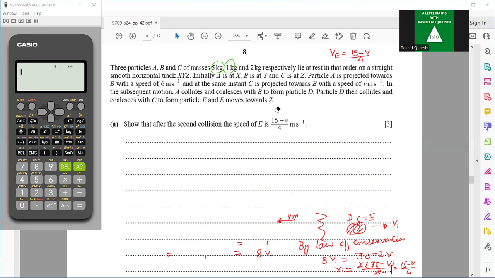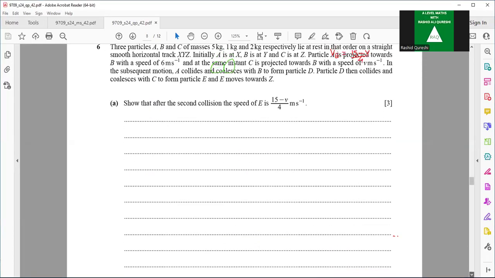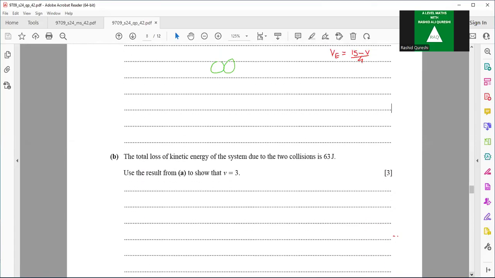The second part of the question is, now we have this one, the second part of the question. I have to move to the next one. That's the second part of the question.